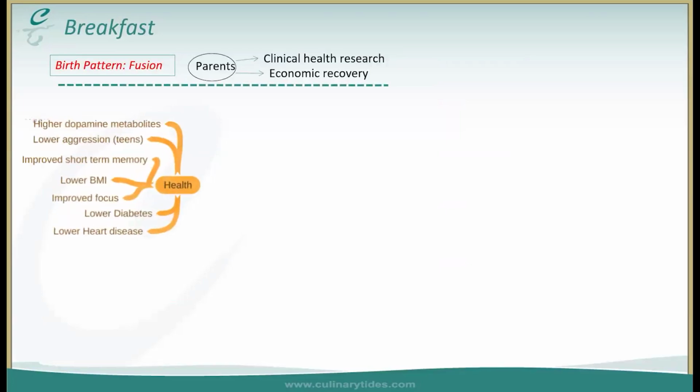And then breakfast. Parents here again, all day breakfast is a fusion birth, and it ties cleanly to clinical health research. Just that you eat breakfast, this could be a steak, this could be cereal. It doesn't matter what you eat, but breakfast is you breaking the overnight fast. If you have breakfast, you will have higher dopamine metabolites, which means you are calmer, with lower aggression, shown in teens. You have improved short-term memory, lower body mass index, improved focus, also lower diabetes rates, and lower heart disease if you are a breakfast eater.